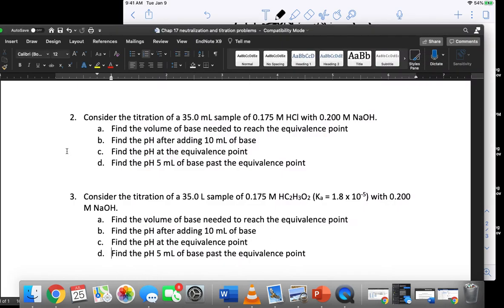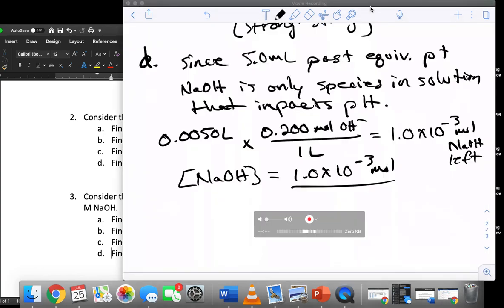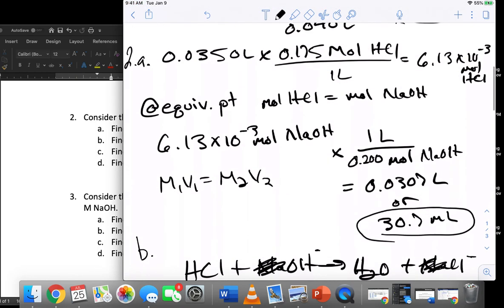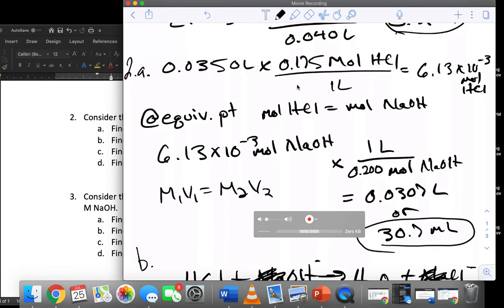If I go back and look at my problem, I started out with 35 milliliters of HCl. In part A, I found what it took to get to that equivalence point. If I hadn't done that part already, I would basically have to do everything I did in part A up here again as part of this problem. But since I've already done this, I know it takes 30.7 milliliters of sodium hydroxide to get to the equivalence point, and then I went 5 milliliters past that. So my total volume right now would be 35 plus 30.7 plus 5 milliliters.